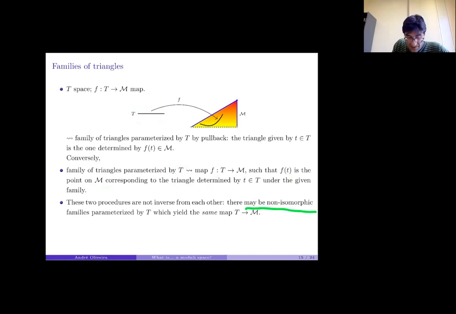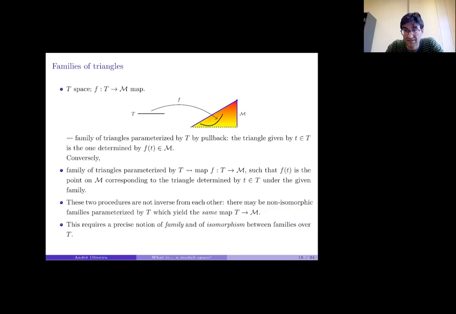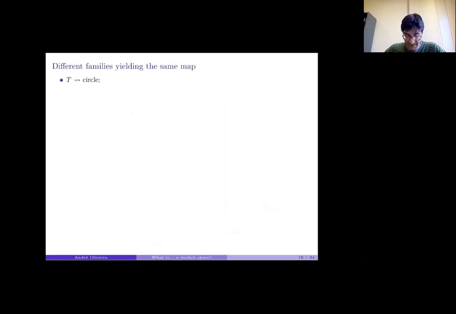There may be non-isomorphic families parameterized by T which give the same map onto M. And here I'm being very sloppy, because I didn't tell you the precise notion of family, and I didn't even tell you what an isomorphism of families is. I'm skipping all that. But these notions are also part of the basic data of a moduli problem. When you have something you want to classify, you have to settle what you mean by a family and an isomorphism of families. But let's continue.